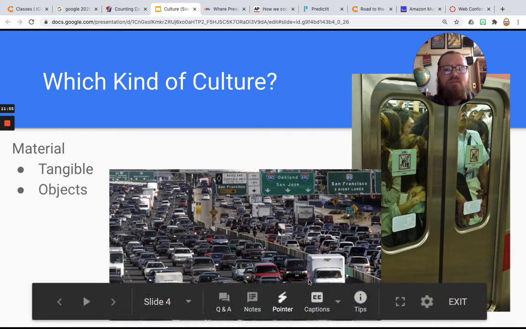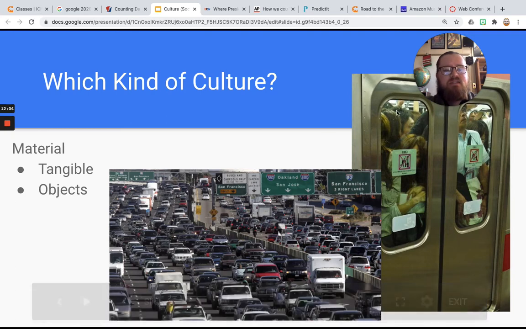The automobiles in this picture are cultural objects. Right? They are examples of material culture. The train in this public transit system is an example of material culture.